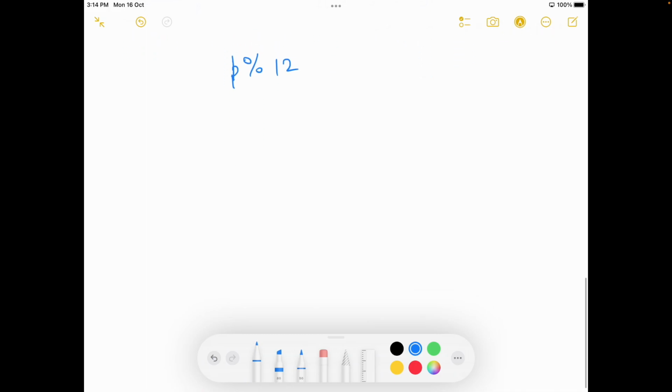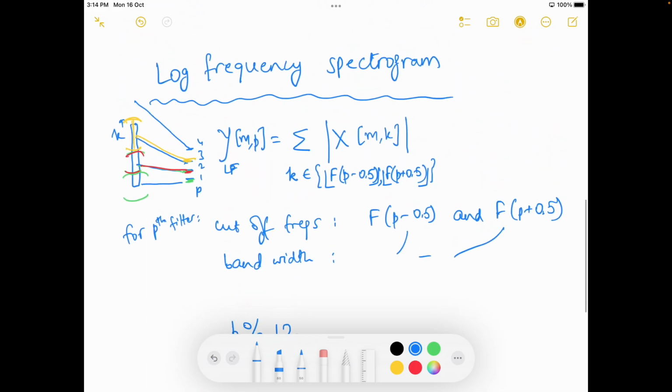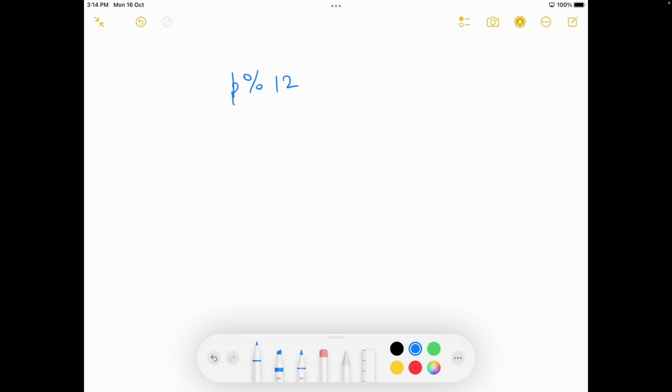So what do I do? From the log frequency spectrogram, I construct another kind of spectrogram. This is the log frequency spectrogram, M comma P, right? From here, I take an average. I take all the P such that P divided by 12, that remainder, is equal to some number C. And I call this Y chroma, M comma small c.